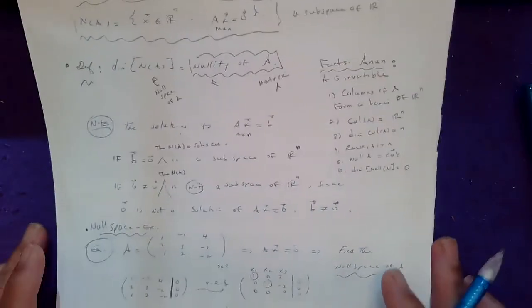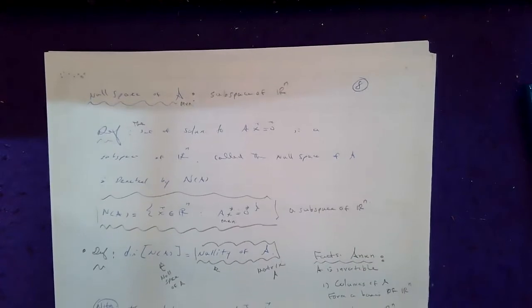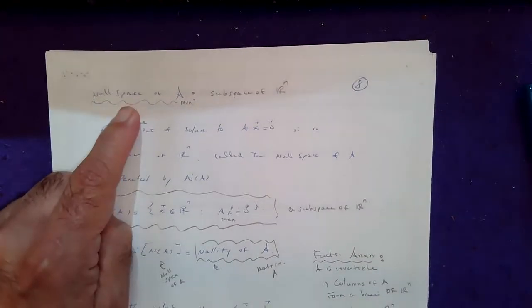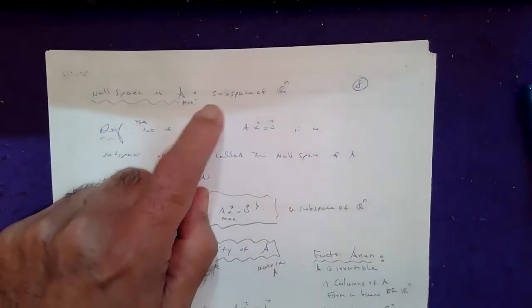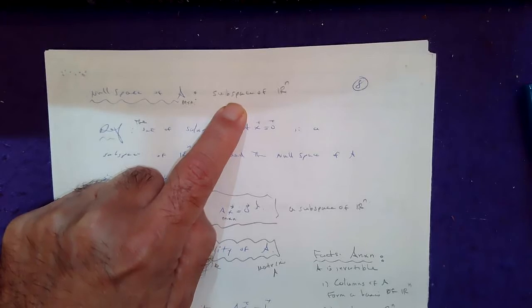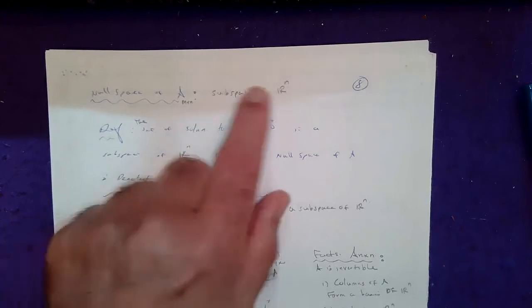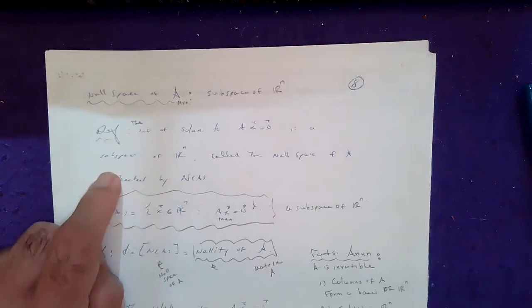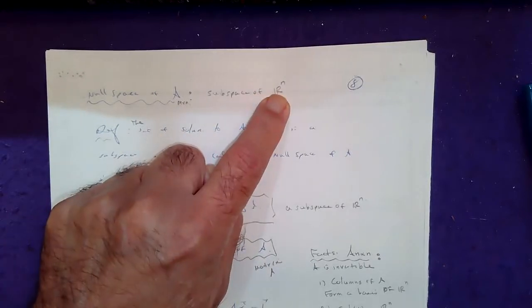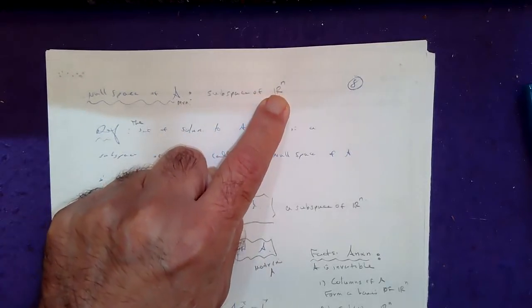Finally, we have something called null space. Null means neutral. That's also a subspace of Rn. Remember, n is the number of columns, so it's a subspace of Rn. That would be the set of all n-tuples of real numbers.